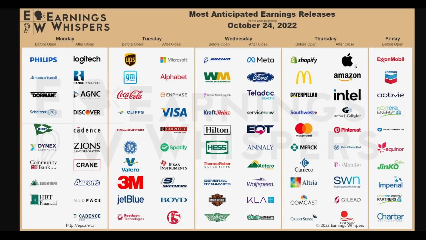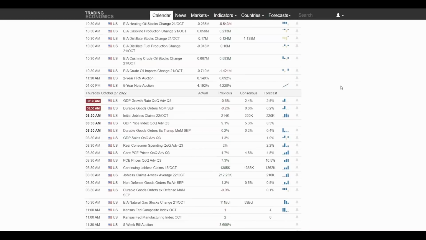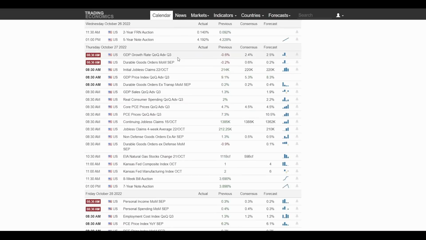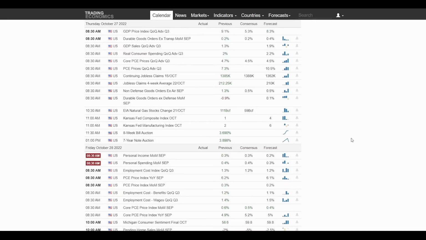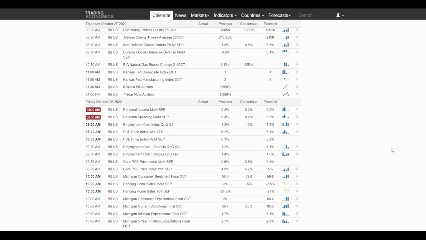Let's take a look at the economic calendar, everyone. Tomorrow we'll have the GDP growth revision, and Friday we'll have the dreaded PCE inflation report. So we have a double whammy. We have Amazon and Apple reporting after the market close on Thursday, and Friday morning before the market open we'll have the latest inflation figure coming out. So expect an explosion of volatility Friday morning.